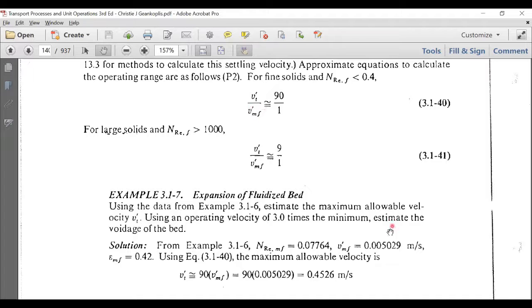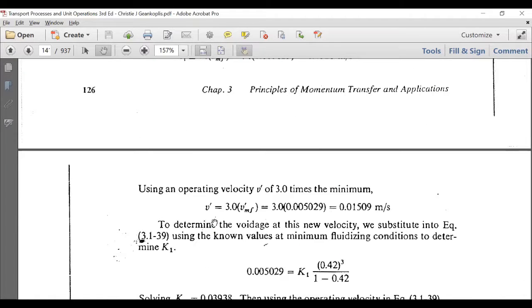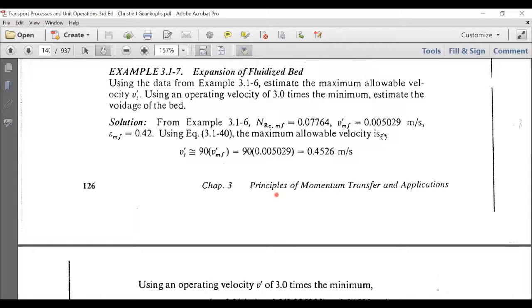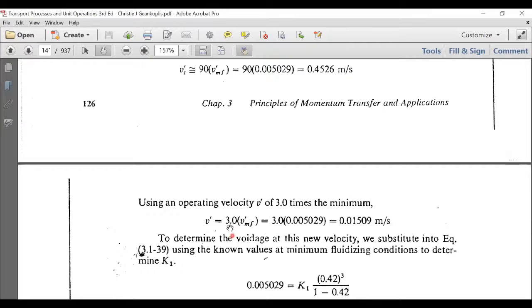Since I know the VMF is 0.005029, and the one that we want to find is VT, VT equals 90 times VMF, so it's 0.4526. Then the operating velocity that we want to use is only 3 times the minimum. We know the minimum is 0.005, right? So 3 times of it is 0.015.